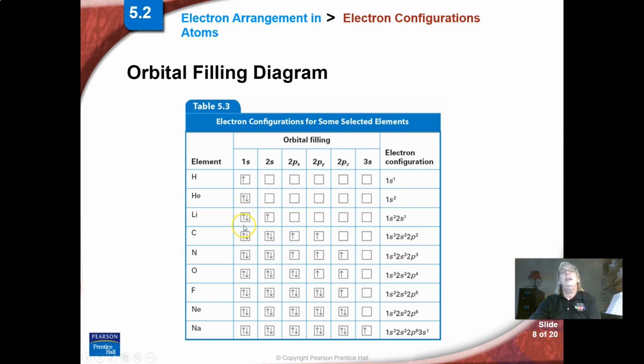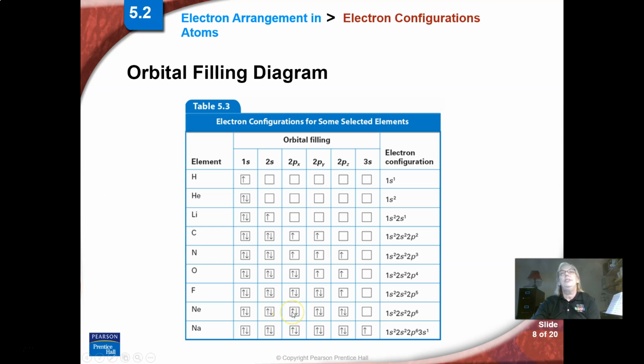Lithium has 3 electrons. It's got the lowest energy level filled first. Then we have 1 more because lithium is element number 3, and it goes in the 2s. That's the next level up, and there's 1 electron spinning that way. So we have 2 electrons in the 1s and 1 electron in the 2s. Let's try a bigger one. Neon has the 1s filled with 2, the 2s filled with 2, then it's got 6 more left. 2, 4, 6, 8, 10. There's 10 electrons in neon.